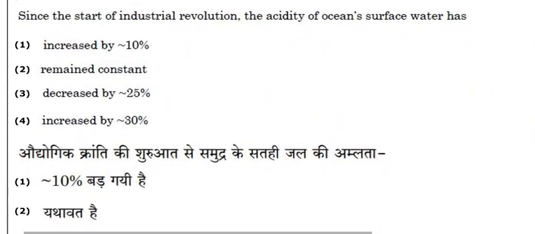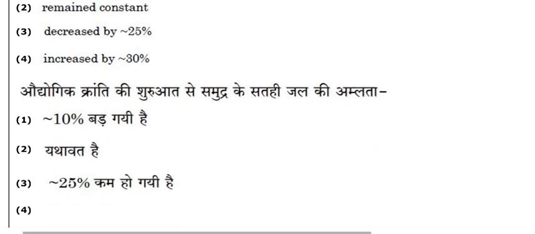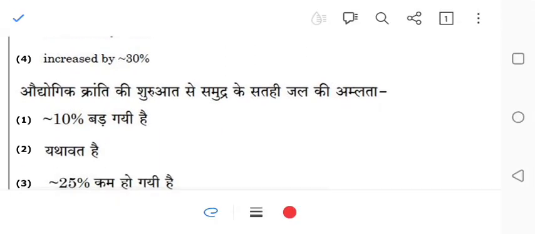Then number 40. Since the start of the industrial revolution, the acidity of ocean surface water has increased by 10%, remained constant, decreased by 25%, increased by 30%. Number 40, it will be increased by 30%.